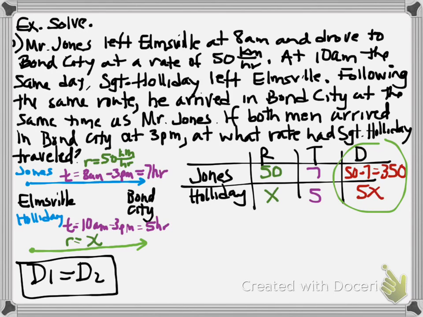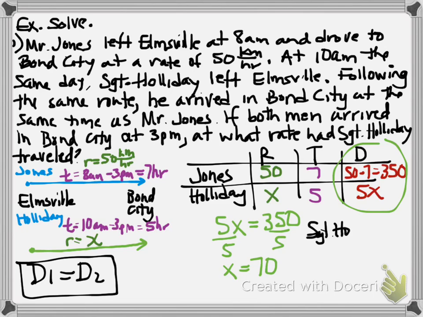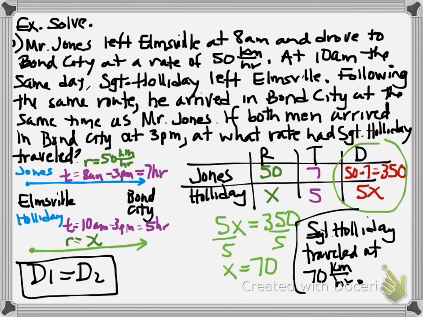So I take the distance of one, and I set it equal to the distance of the other. And then I just solve. So it becomes a super simple problem to solve. I just divide, and I get x equals 70. So my answer written out in a sentence is Sergeant Holliday traveled at 70 kilometers per hour. Done.